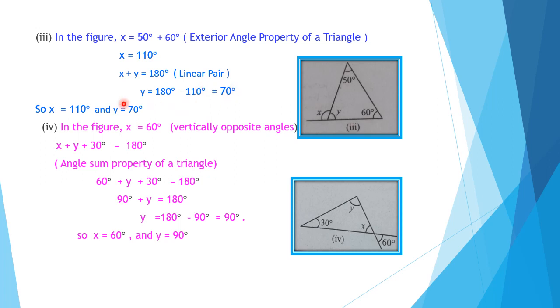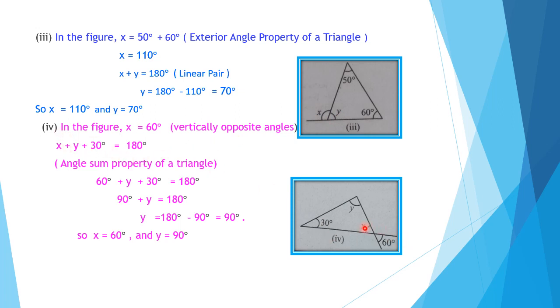Okay children. So x is equal to 110 degrees and y is equal to 70 degrees. And see here, 70 plus 50, 120. 120 plus 60, 180. This triangle sum is 180 we are getting. So the answer is correct. Now the question, figure number 4.